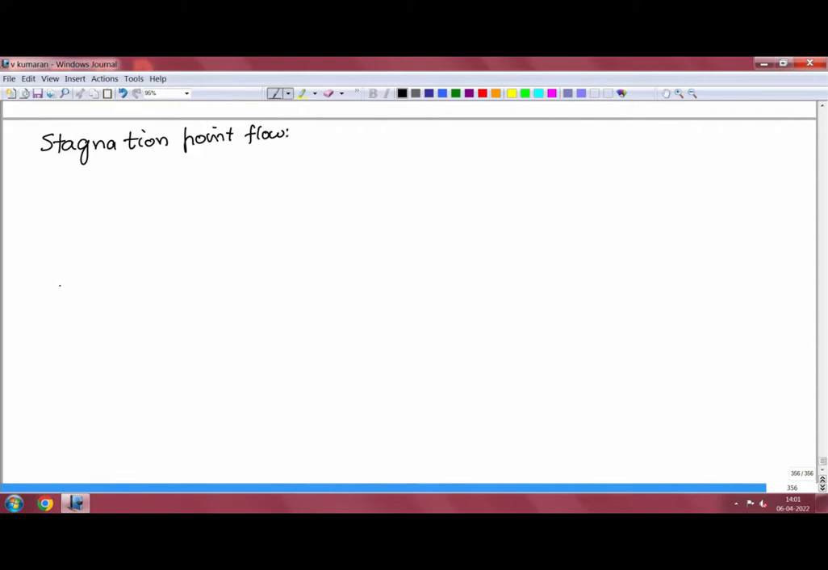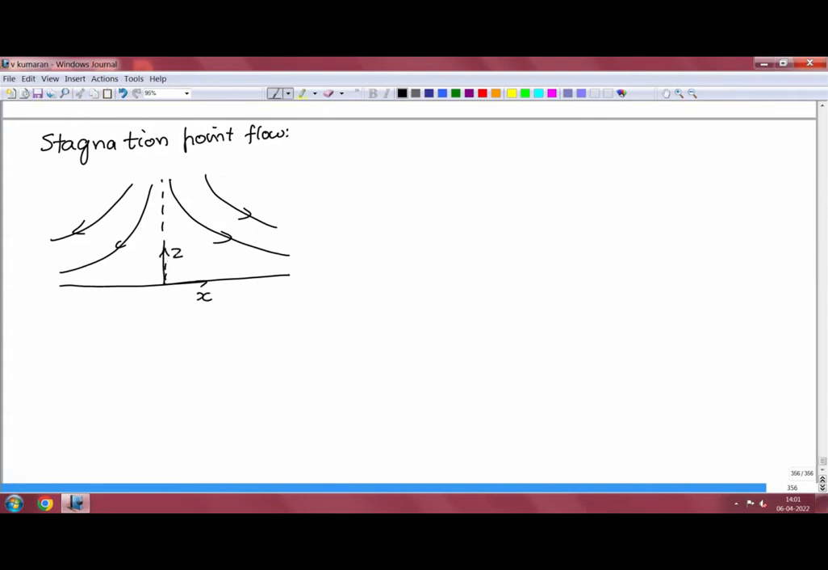This is the flow which is incident on a surface. We take the streamwise axis parallel to the surface as x and the axis perpendicular to the surface as z, and there is a heated section of length L here. We would like to know the heat transfer correlation for this heated section with temperature Tw in a fluid which is at temperature T infinity far from the surface.